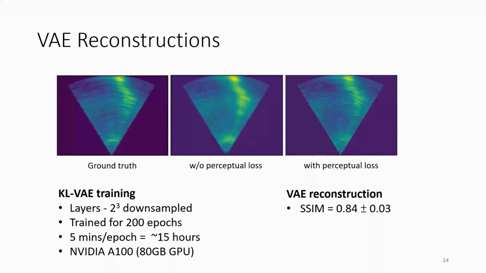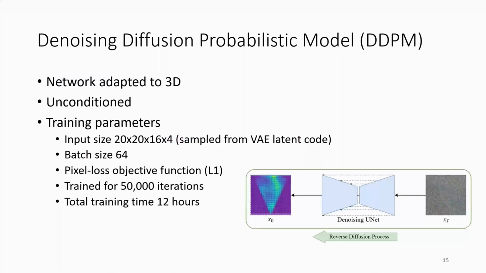Okay, so the next part is actually the diffusion model itself. The diffusion model is basically a standard model nowadays that you can use directly from the internet. However, most available models are for 2D, so we had to adapt this for 3D. And we use an unconditional diffusion model, which means you don't condition it on text or image or any other things.